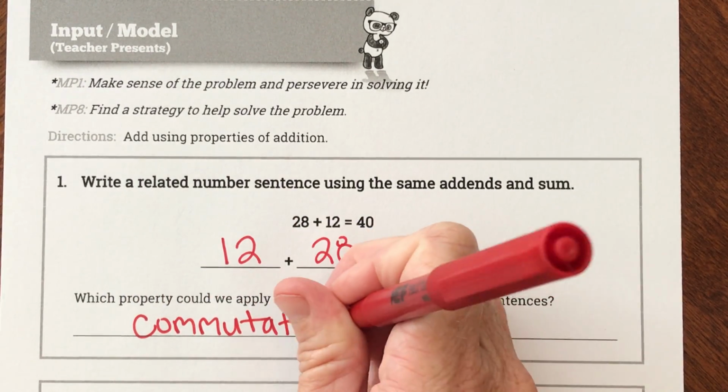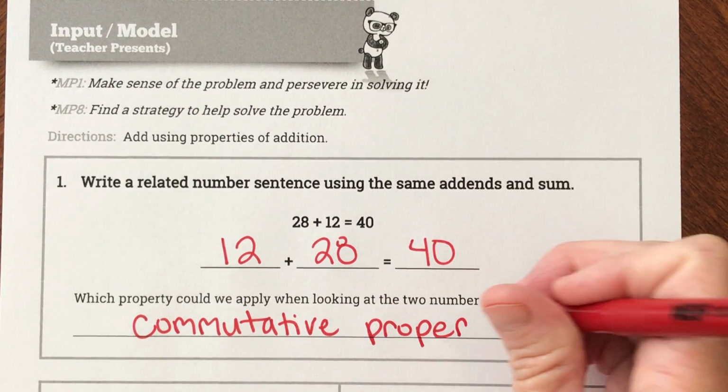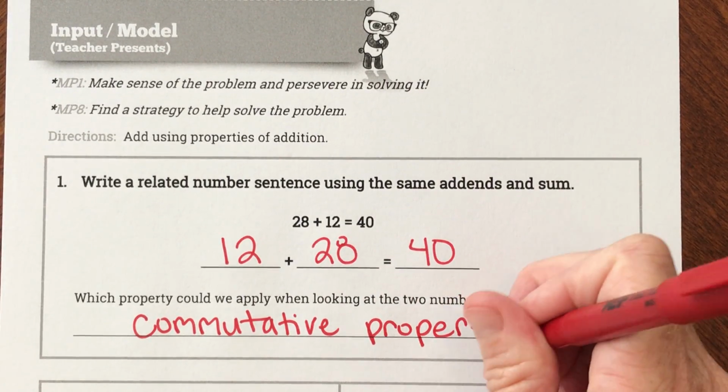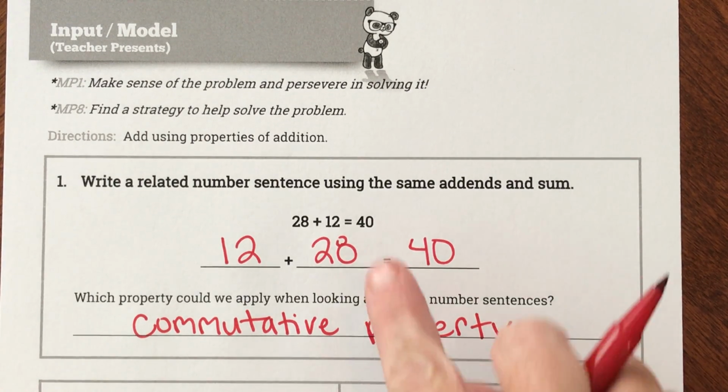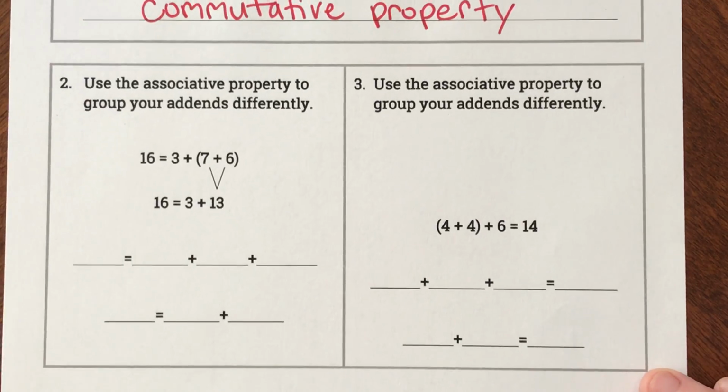Commutative. Sometimes people think there's an N in it. There's not the letter N. So commutative property tells me I'm allowed to switch the order. Okay, let's look at my second problem.